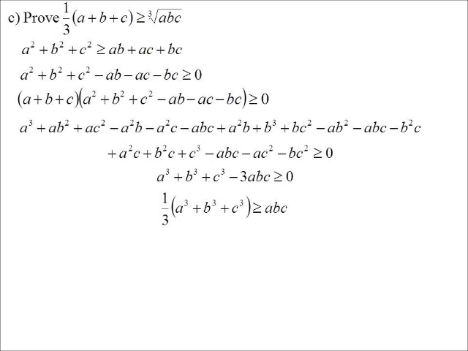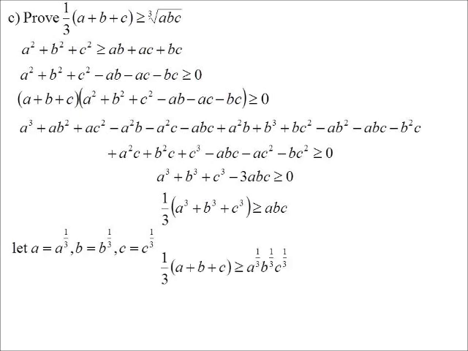But remember, a, b and c could be anything. Could be x, y, z. Could be p, q, r. Could be a to the power of a third, b to the power of a third, c to the power of a third. So let's change a, b and c into a to the power of a third, b to the power of a third, c to the power of a third.